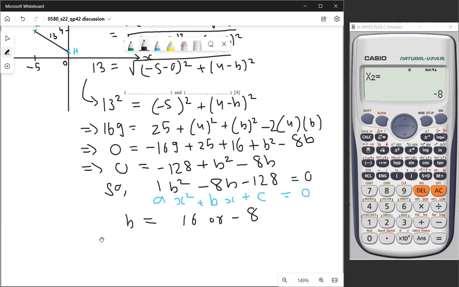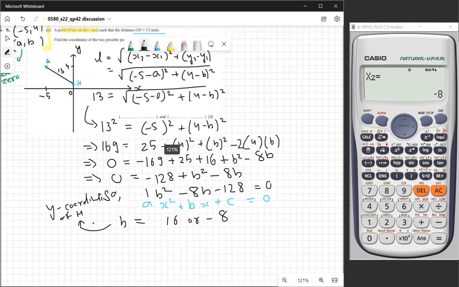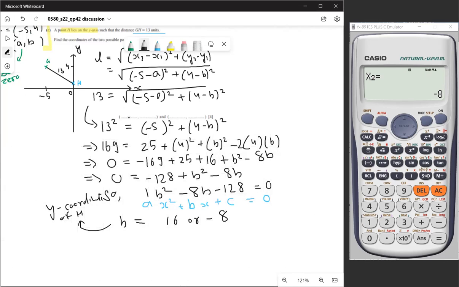Now B was the y coordinate of H. So what is the x coordinate? I already know that the x coordinate is 0 always. It's on the y-axis. Therefore, H is (0, 16) or (0, minus 8). Any questions?